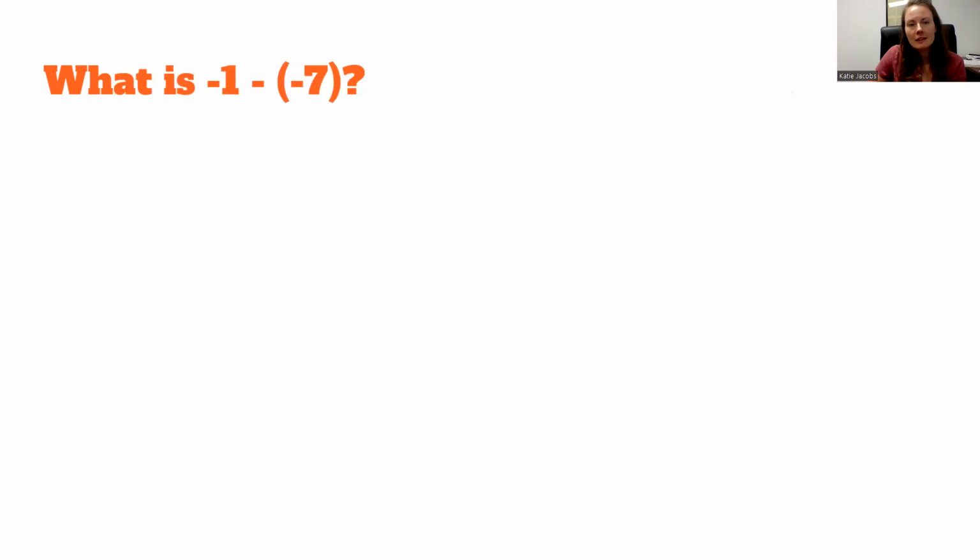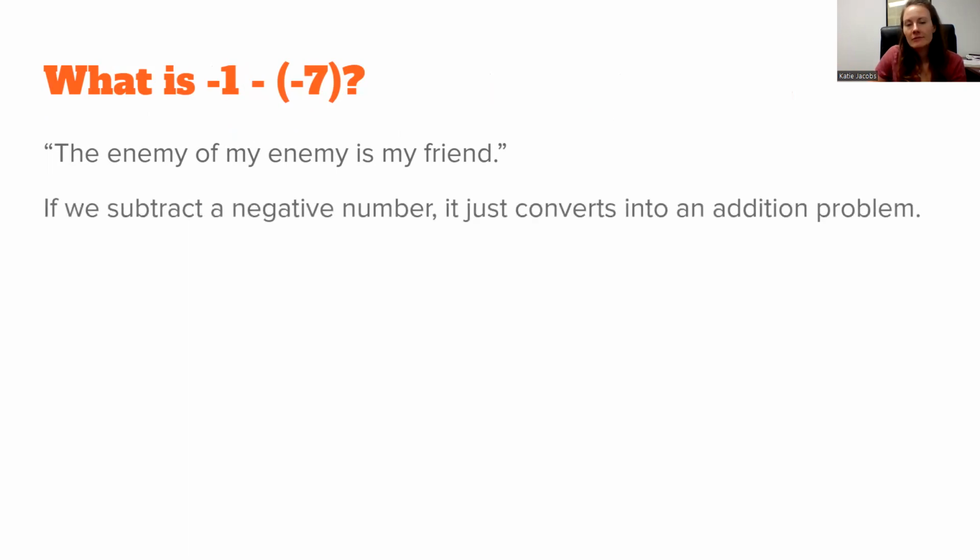All right, so what is -1 minus -7? What do we do here? All right, so I like to think of a phrase, the enemy of my enemy is my friend, okay? So if we subtract a negative number, all that does is convert it into an addition problem. So -1 minus a -7, if we're writing out each of our steps like you have to do for this class, we'll have -1 plus 7. All right, so when we do that, we find that our answer is 6.